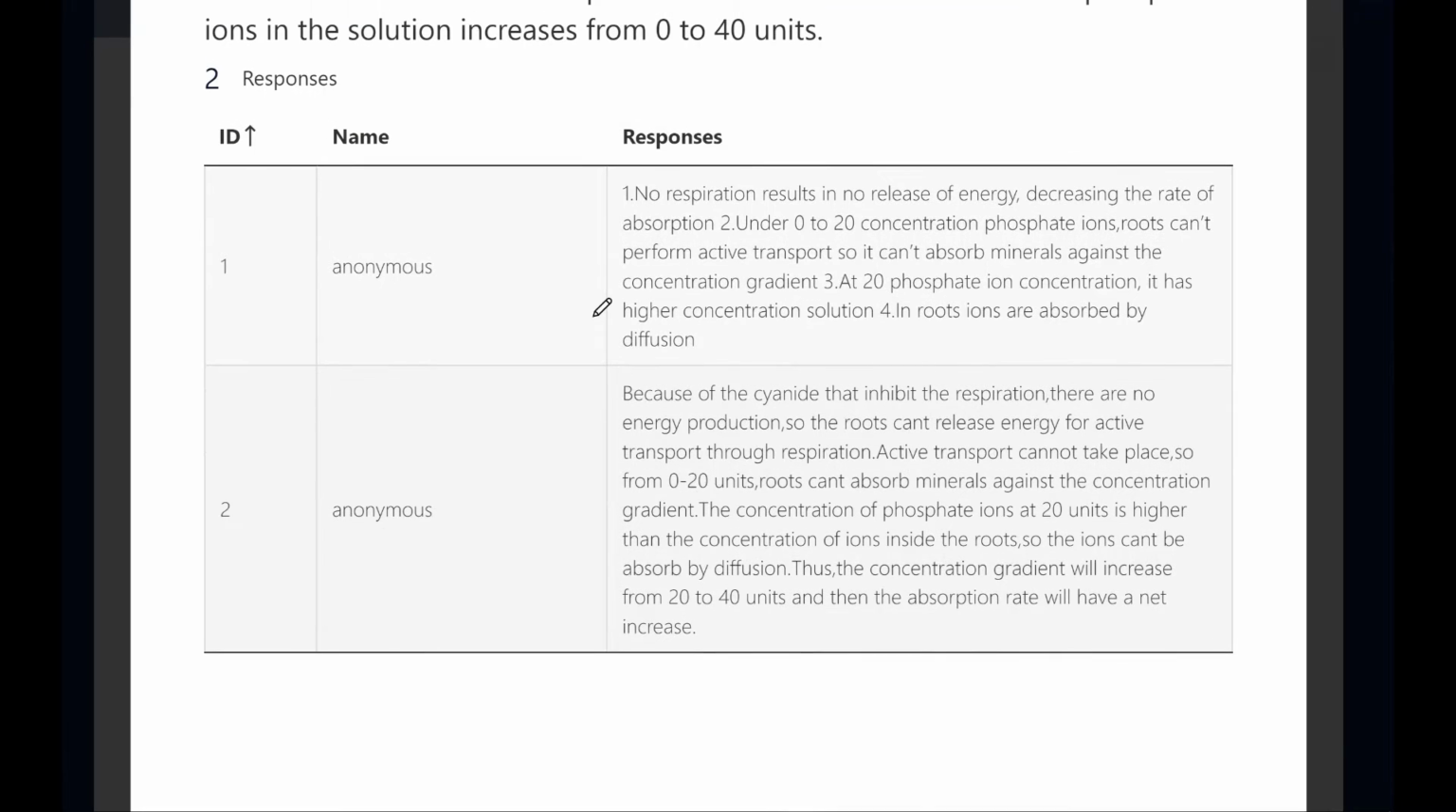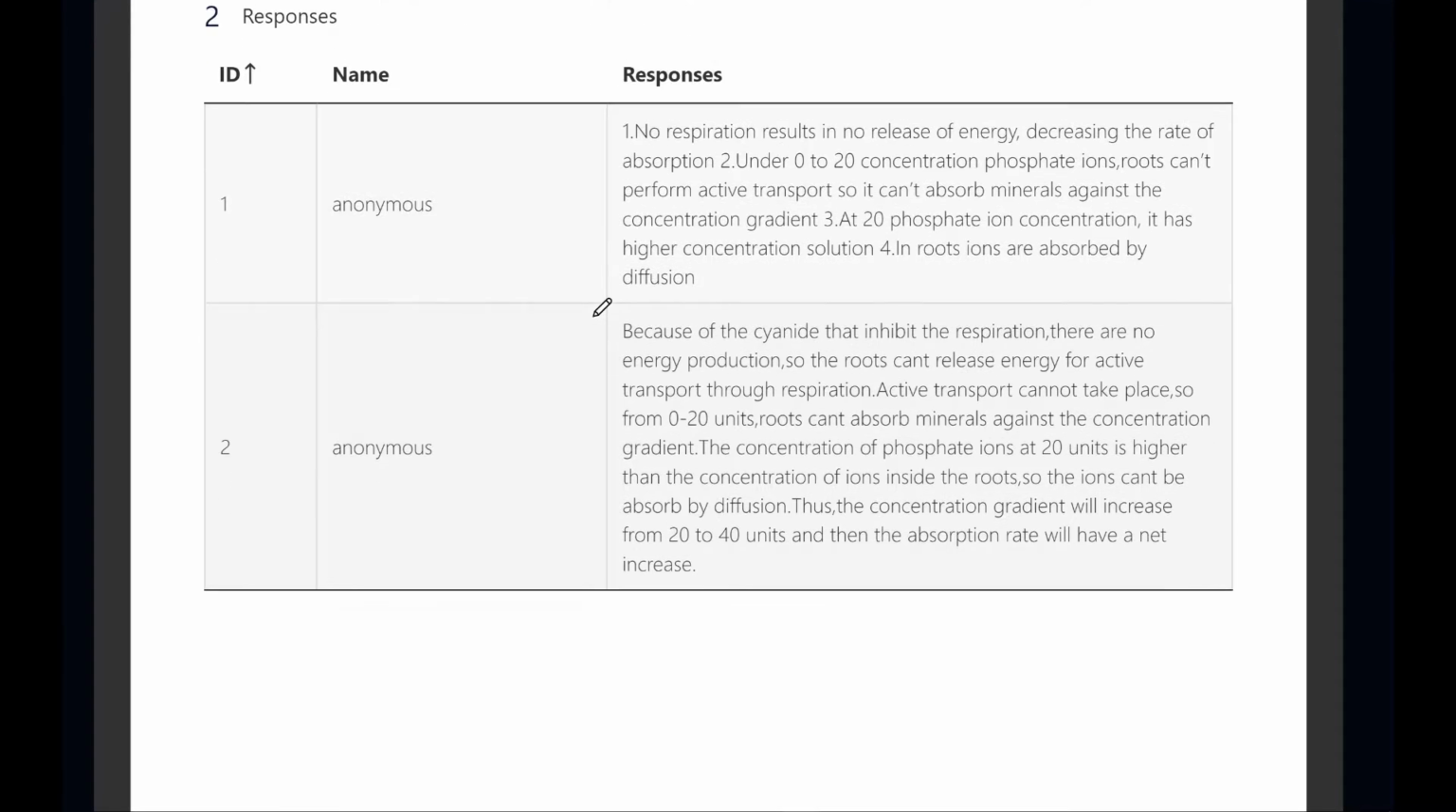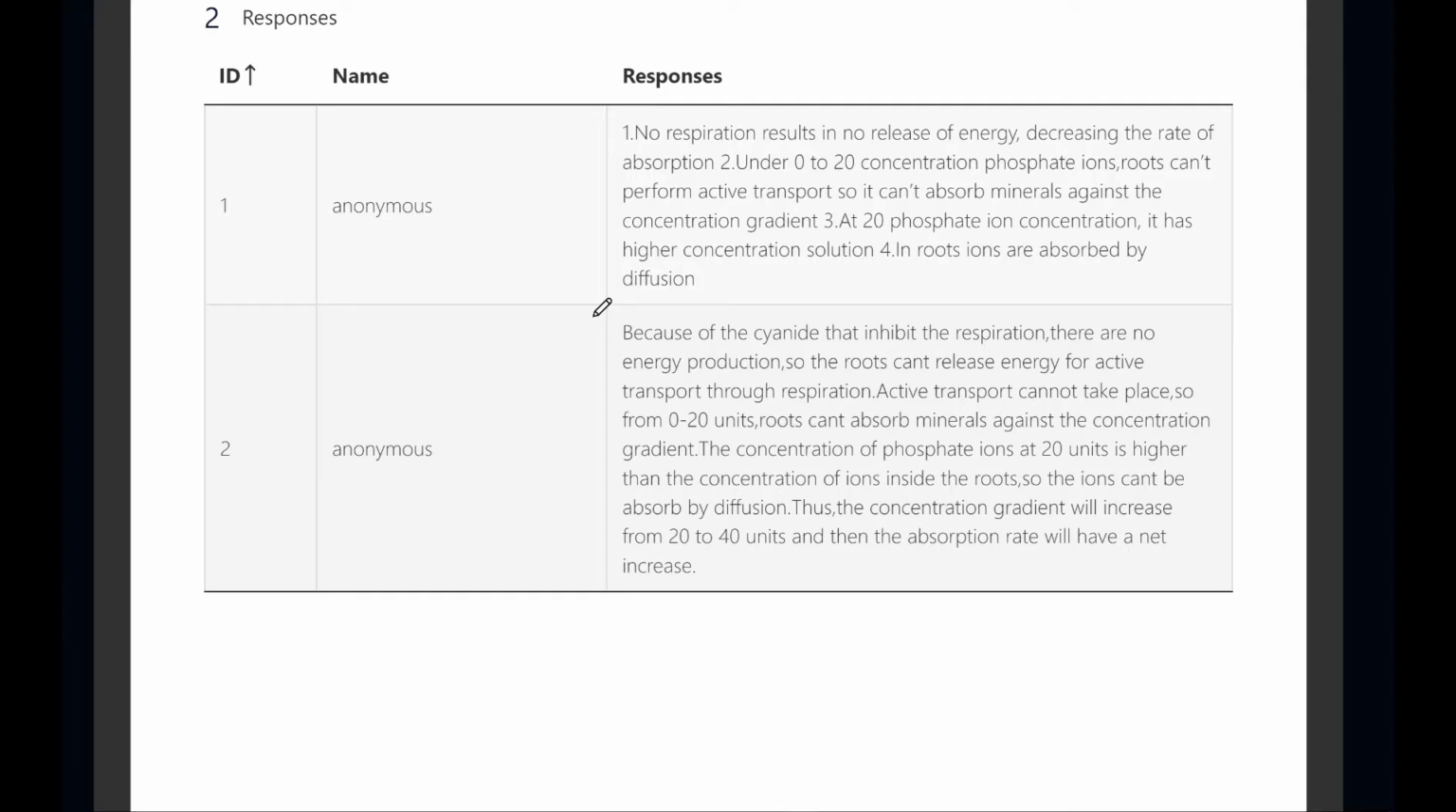And let's see the second response. Because of the cyanide that inhibits the respiration, there is no energy production. Good. So the roots can't release energy for active transport through respiration. Active transport cannot take place, so from 0 to 20 units, roots can't absorb minerals against the concentration. Okay, good. So basically, here and above, you got the 2 marks.